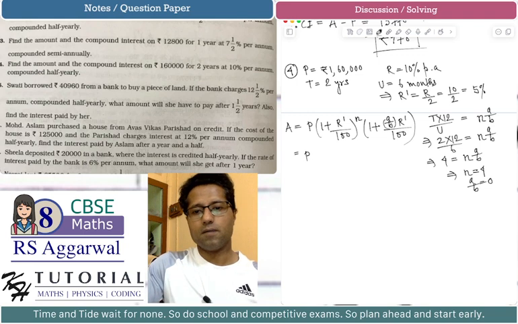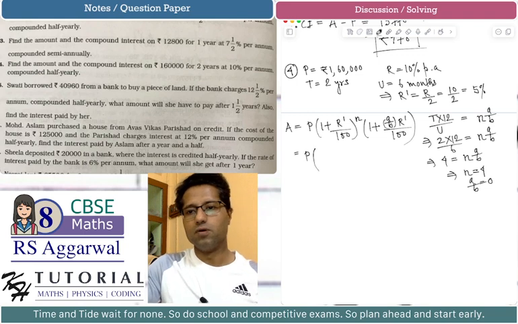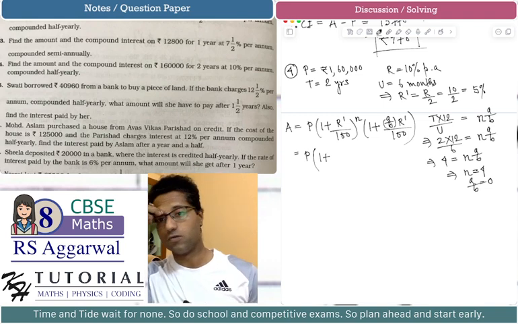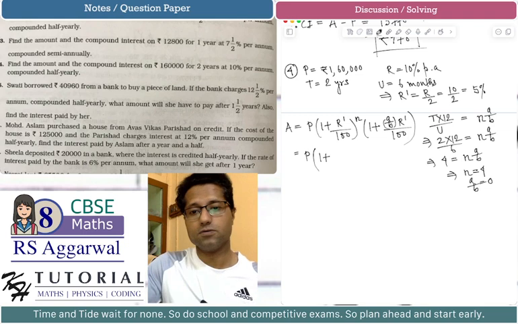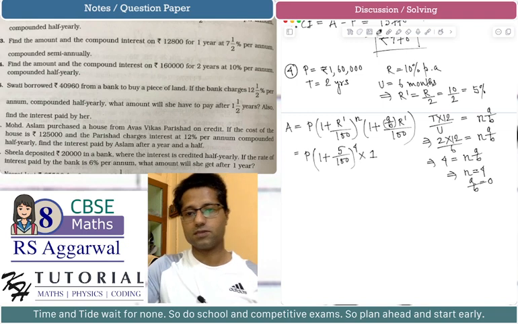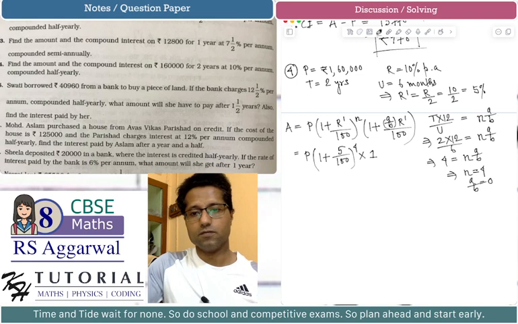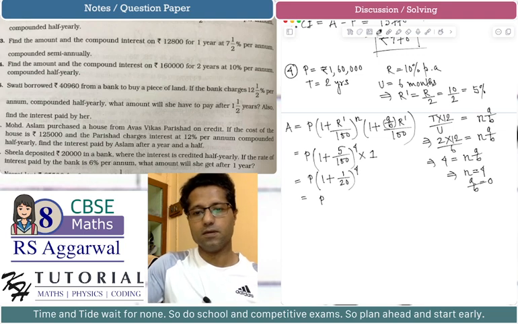Now, r dash is equal to r by 2, which is equal to 5. So we have 5 by 100. n is equal to 4, and this will become 1 because the fraction a by b is equal to 0. So we have this. This is equal to p multiplied by 1 plus 1 by 20 to the power 4. This is equal to p into 21 by 20 to the power 4.